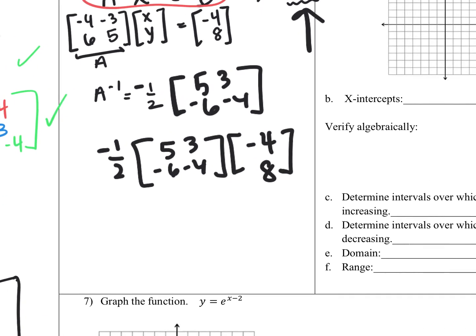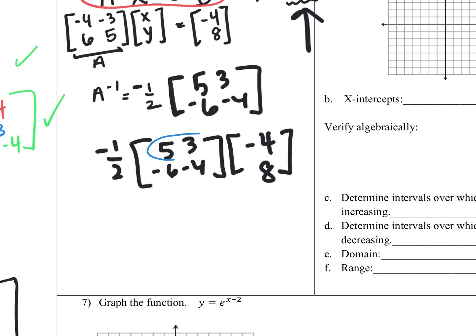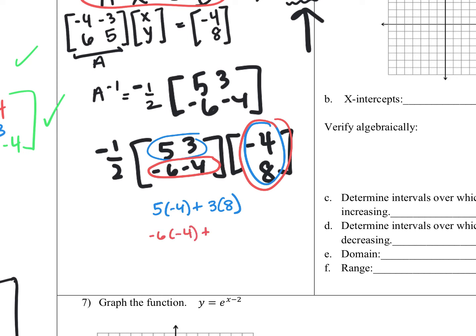So what that looks like then is the row times the column. We'll do 5 times negative 4 plus 3 times 8. That's that first entry. There's not another column, so that's the end with that part. So we move down now to the second row with that column. So negative 6 times negative 4 plus negative 4 times 8. So that's our matrix. We'll multiply by negative 1/2.